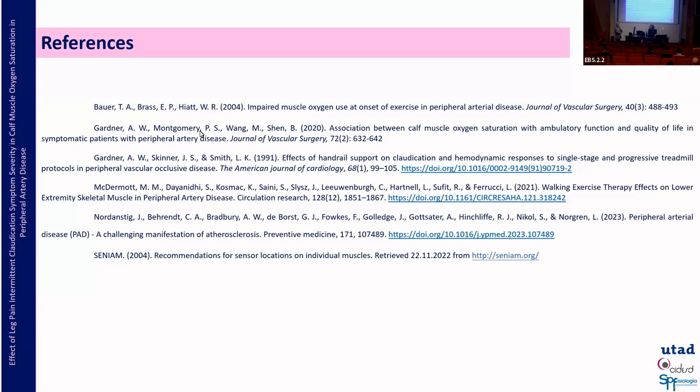Did all your participants report pain in the gastrocnemius or other locations? In this specific study, all of them felt the pain in the calf, all of them. But in the bigger sample that we have, some of them have pain in other leg zones, but it is more frequent in the calf, in the gastrocnemius.